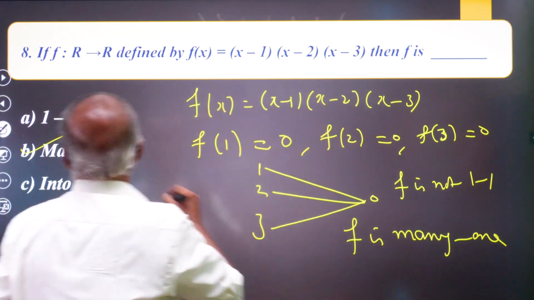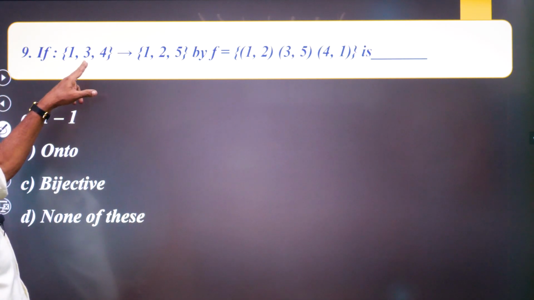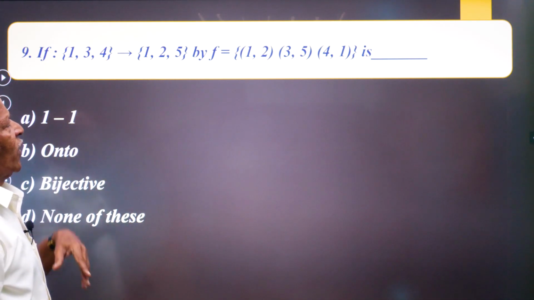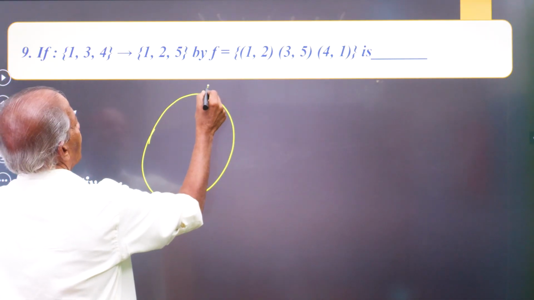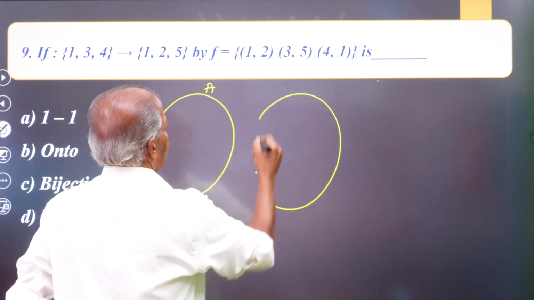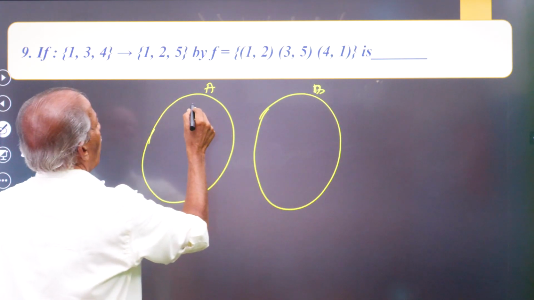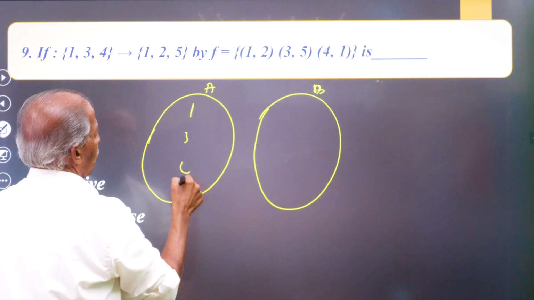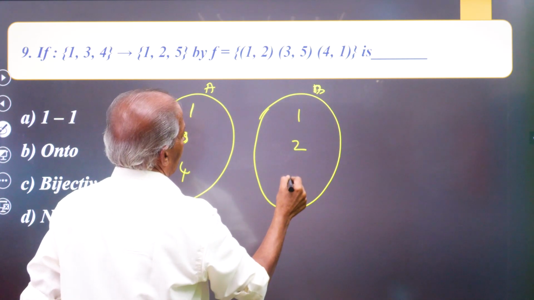Now I am going for the next one, the 9th problem. This is a function from {1, 3, 4} to {1, 2, 5}. The function is given. So we draw the diagram, set A and set B, which contains 1, 3, 4. And another set B contains 1, 2, 5.